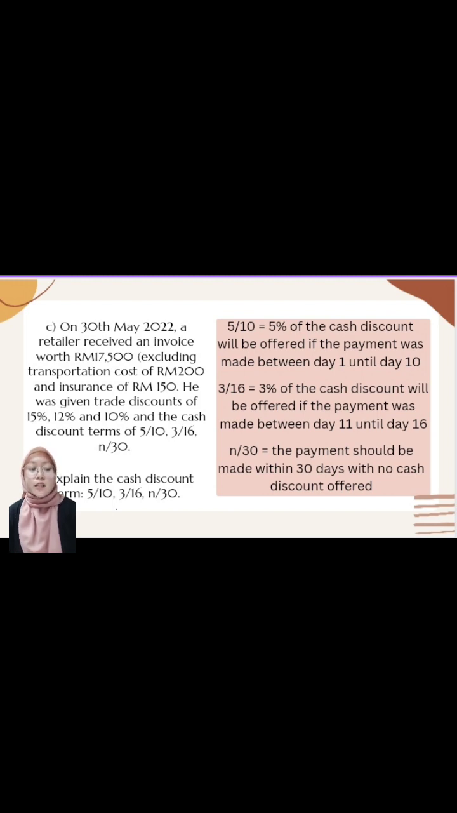Next, 3/16 means 3% cash discount will be offered if the payment was made between day 11 until day 16. And lastly, N/30 means the payment should be made within 30 days with no cash discount offered.